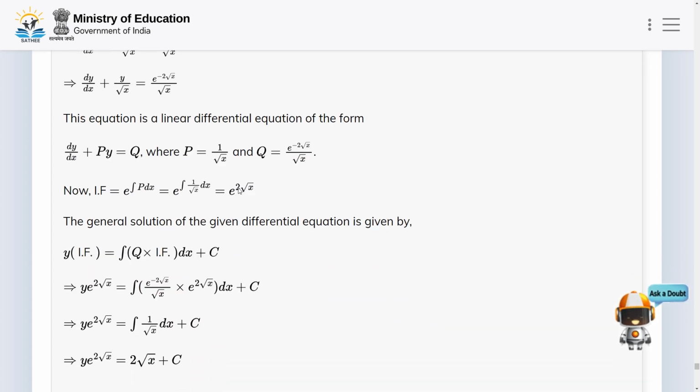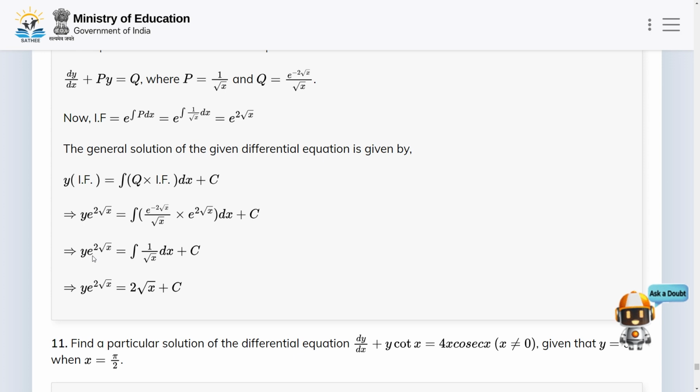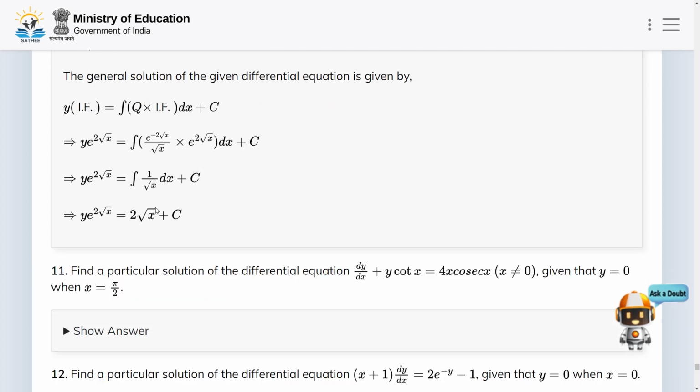Integrating factor will be e power 2 root x. Now use this: y times the integrating factor is equal to the integration of q times the integrating factor dx plus some constant. You will have y times e power 2 root x is equal to the integration of 1 by root x dx plus some constant. This integration we directly know, so y e power 2 root x is equal to 2 root x plus some constant, which will be the general solution for the given differential equation.